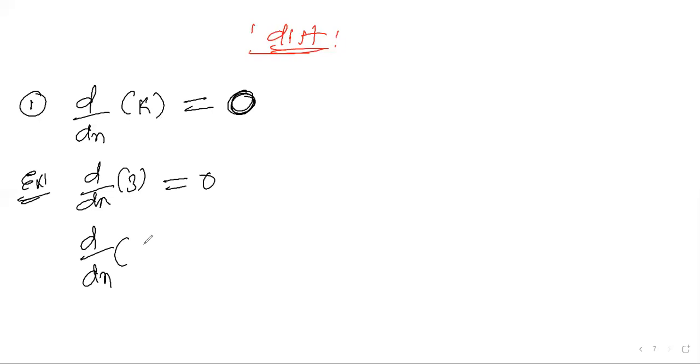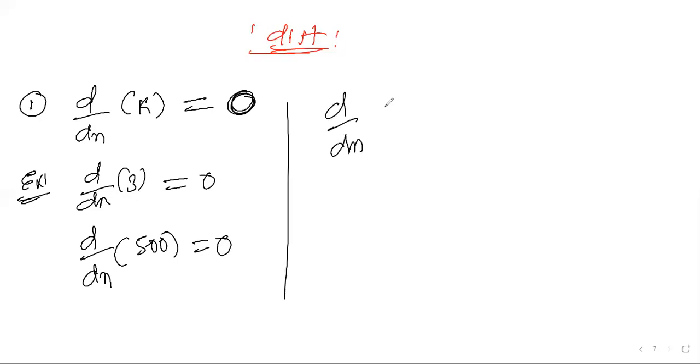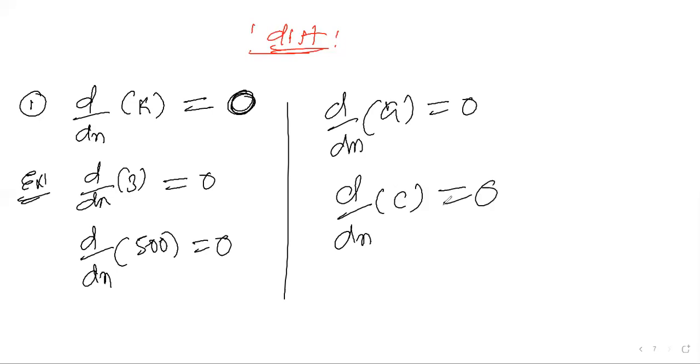d by dx of some value, let us take 500. The answer is 0 only. d by dx of a, where a is a constant value, is 0. d by dx of c, where c is a constant, the answer is 0. So we can say d by dx of a constant is 0. This is the first formula in differentiation; we should keep this idea.